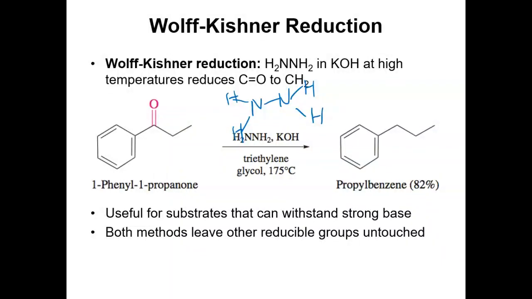Hydrazine is a good reducing agent, and then you also need KOH, and you need a high boiling point solvent. Triethylene glycol is a commonly used solvent for that purpose, and this reaction requires a high temperature. As you can see, this reaction involves a strong base, so it is suitable for compounds where the rest of the functional groups on the ring will be stable under basic conditions.